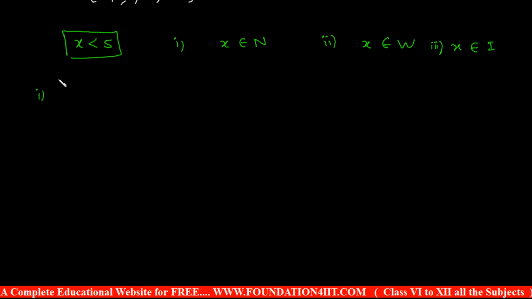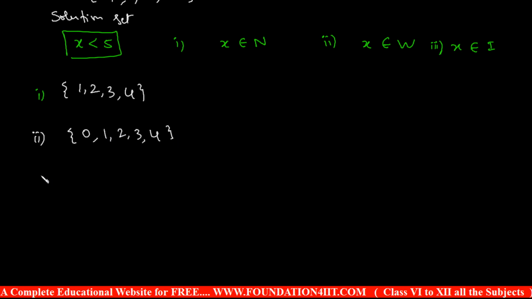The solution set, we already discussed: less than 5, only natural numbers, so there are only 1, 2, 3, 4. This is the solution set for x less than 5 when x belongs to natural numbers. For the second one, x belongs to whole numbers. Whole numbers start from 0. So less than 5 means the same, 1, 2, 3, 4.